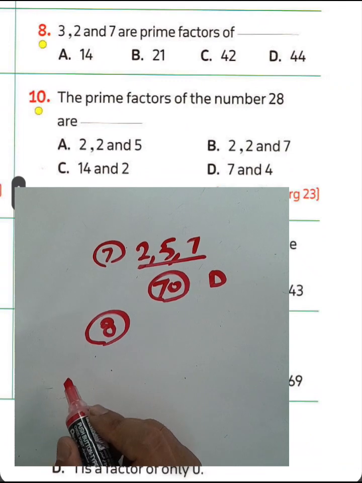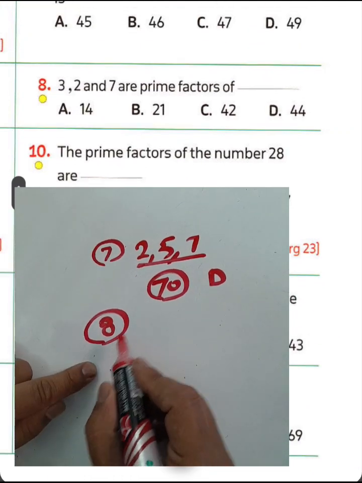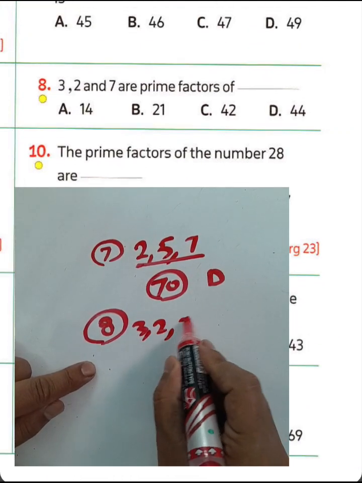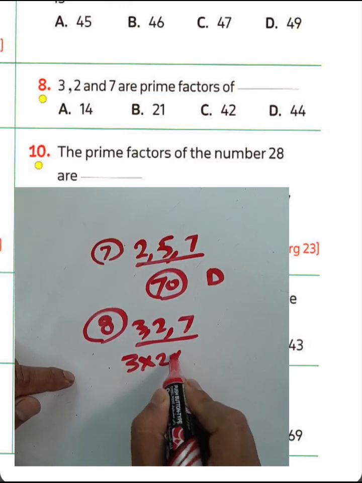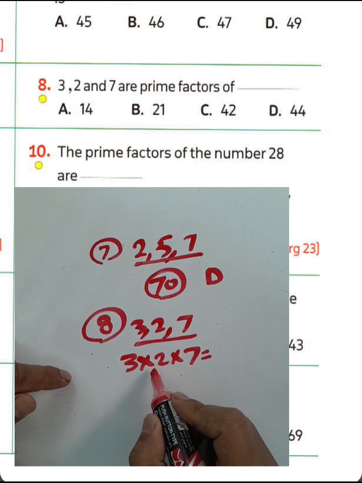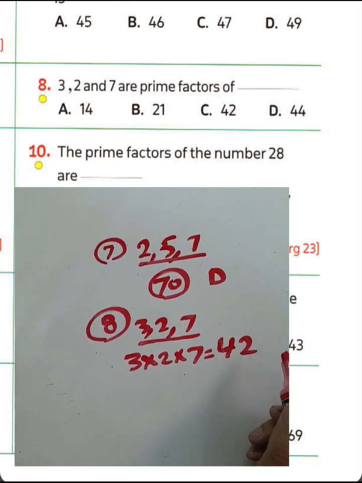Question number 8. 3, 2, and 7 are prime factors of what? 3 times 2 equals 6. 6 times 7 equals 42.